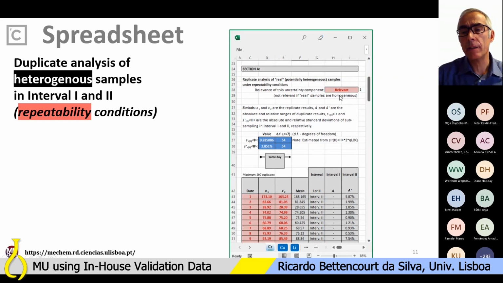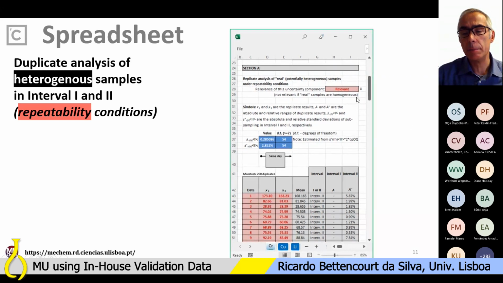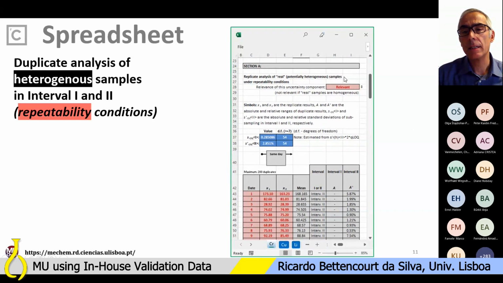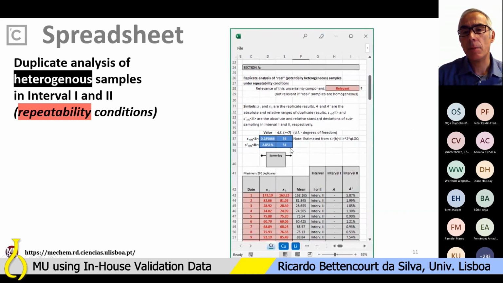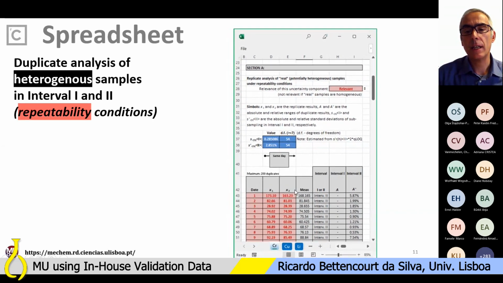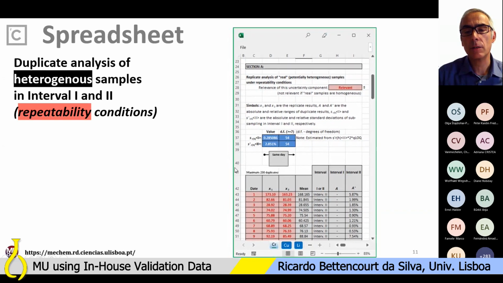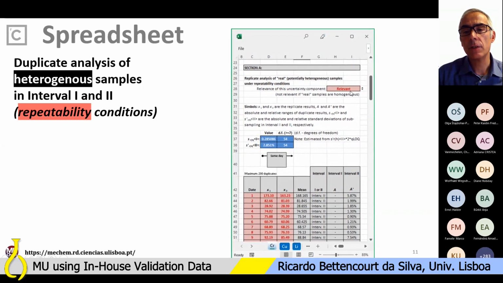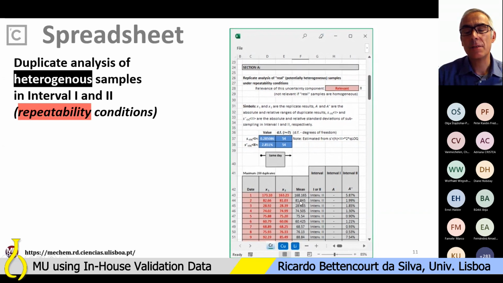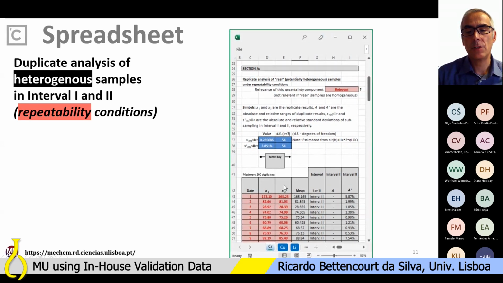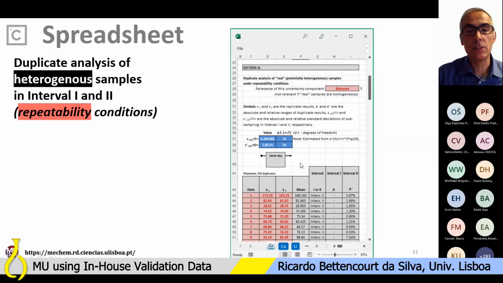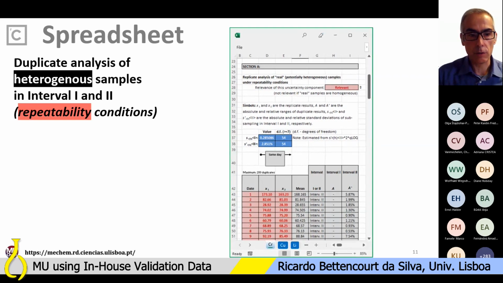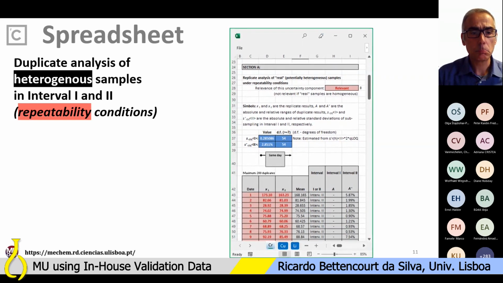In this cell, and all cells that you can change are in this pink color, you can decide if it is important to take the heterogeneity of the sample into account or not. So if you put irrelevant, it means that you don't have this issue of heterogeneity, and you skip this part of the cell. So you skip the first term of the uncertainty models that I just presented to you.